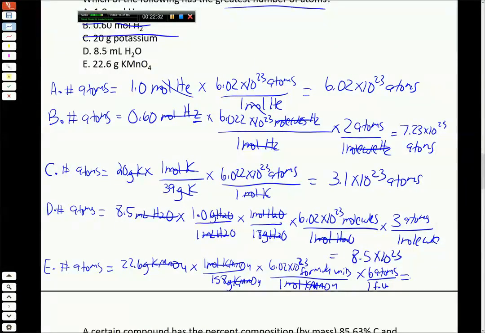One formula unit. FU is not the greatest abbreviation for that, but that's what I'll use. 22.6 divided by 158 times Avogadro's number times 6, we get 5.2 times 10 to the 23rd. So this one's a little bit smaller than most of the others, so it's not going to be our answer. But we had to do a lot of steps here. We had to convert grams into moles, moles into number of molecules or formula units, and then for many of these we had to also account for how many atoms there were per molecule or formula unit. So a lot of conversions here, but this one comes out the biggest, so choice D should have been the one you picked. Okay?